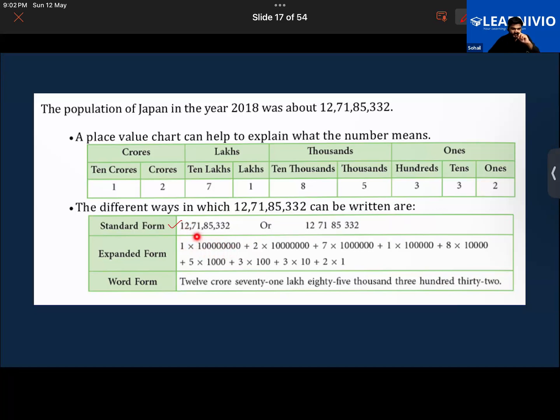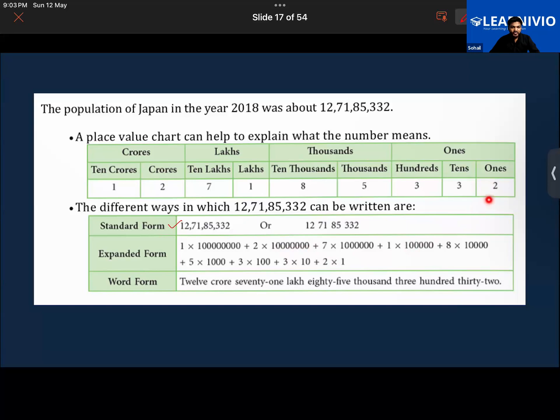Next, what about 2? Can you answer this one? What is the place value of 2? That is standing at the crores place. In crores, how many zeros are there? 8 zeros are there in 1 crore. So you'd be writing 1 along with 8 zeros. And how have we expanded this one? You simply write the digit, that is 2, and multiply it with the place value that it is holding in the place value chart. Similarly, the same can be repeated for others also.